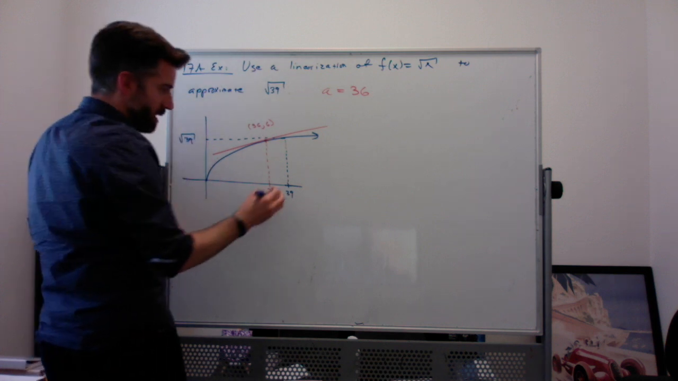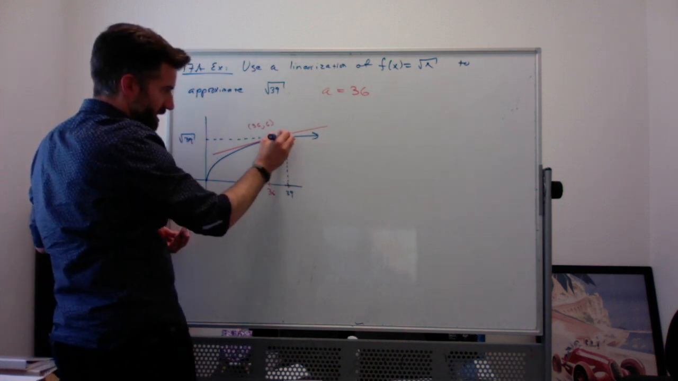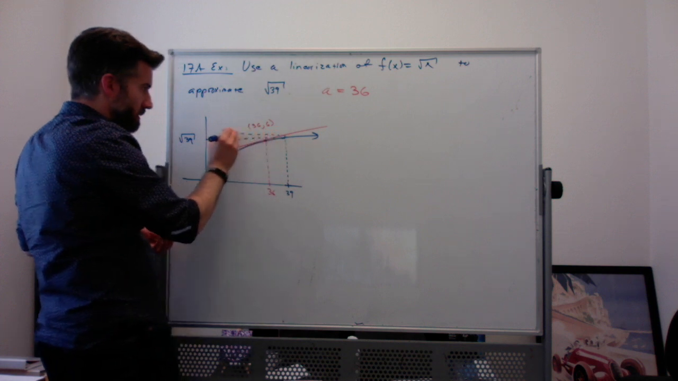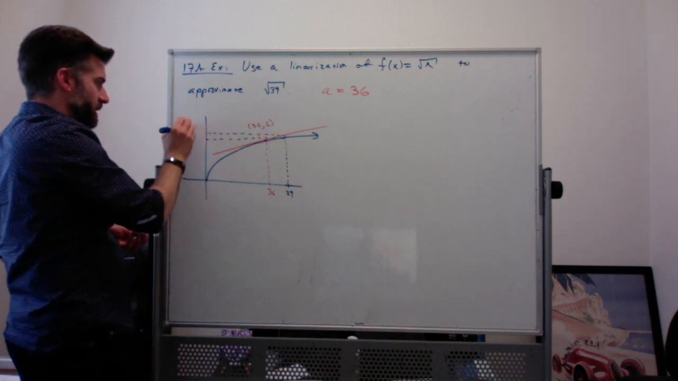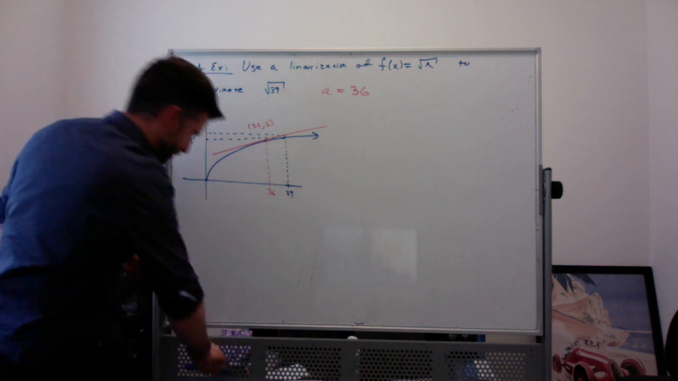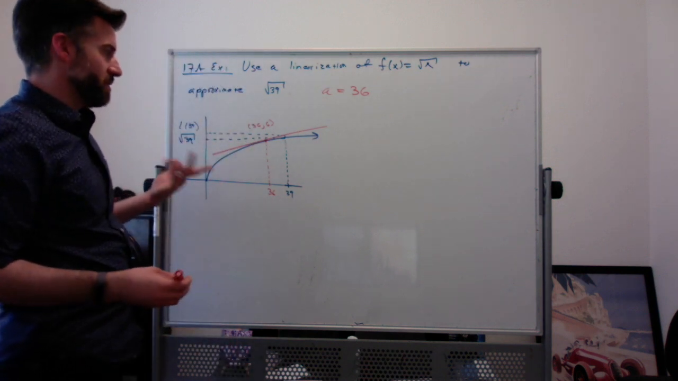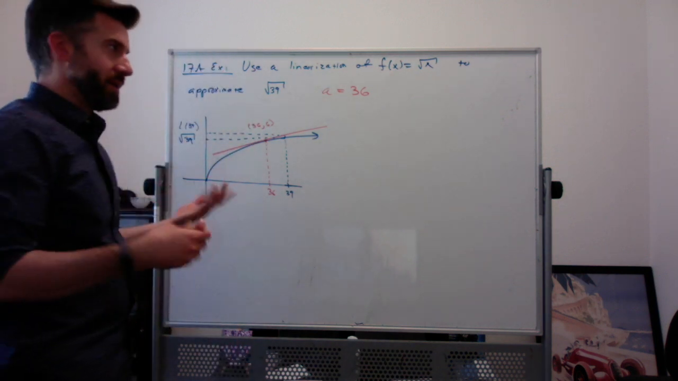Instead, what we're going to do is go up to the linearization, which is a little bit different, and find L of 39, which will be a good approximation. So the way we find the equation of the tangent line, well, you can do all the work and be like, y minus y1 equals, right?